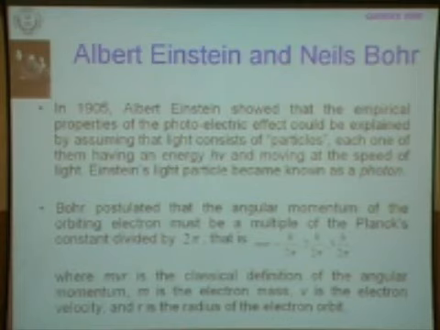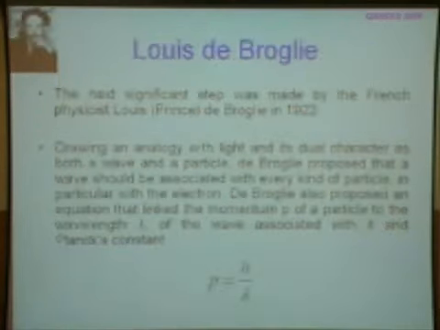Einstein's light particle later on became known as a photon. Bohr postulated that the angular momentum of the orbiting electron must be a multiple of Planck's constant divided by 2 pi. So mvr is the angular momentum, that is a multiple of h upon 2 pi, where mvr is the classical definition of the angular momentum, m is the mass, v is the electron velocity, and r is the radius of the electron orbit.